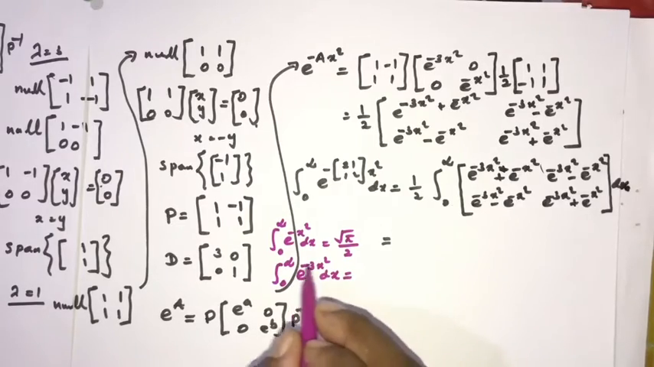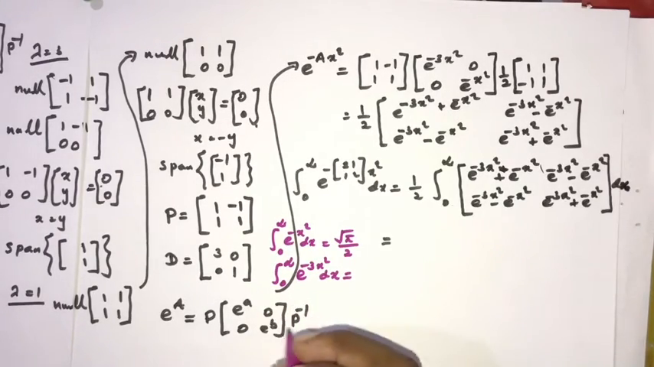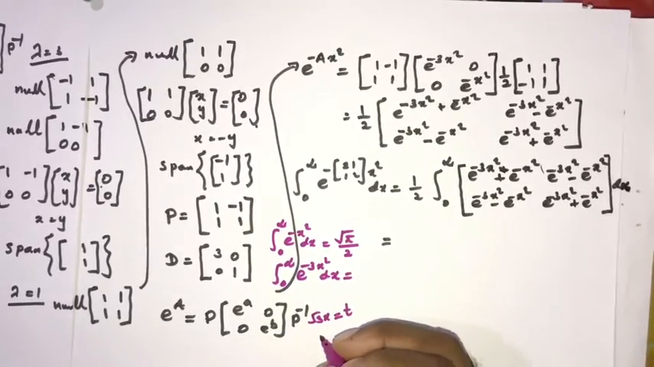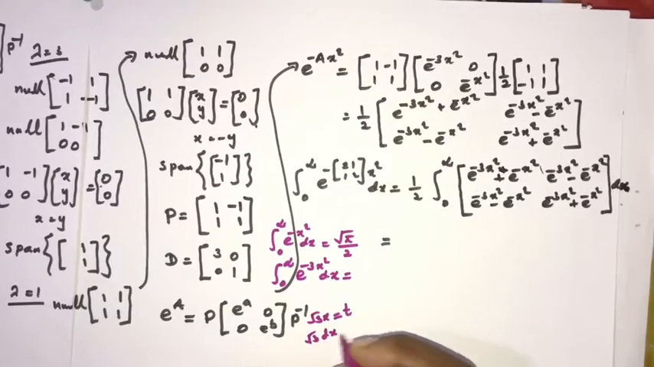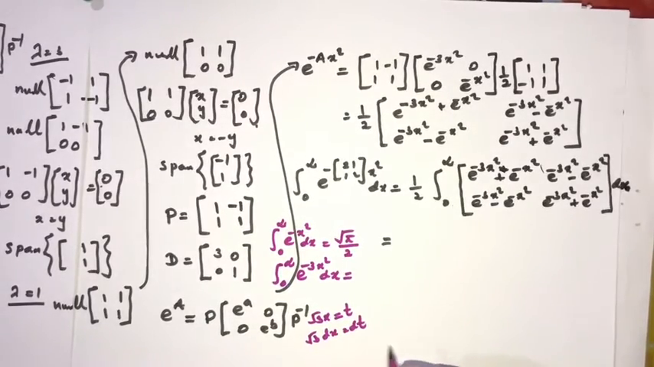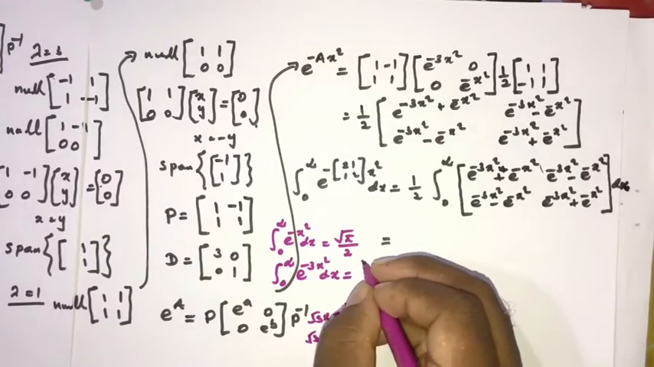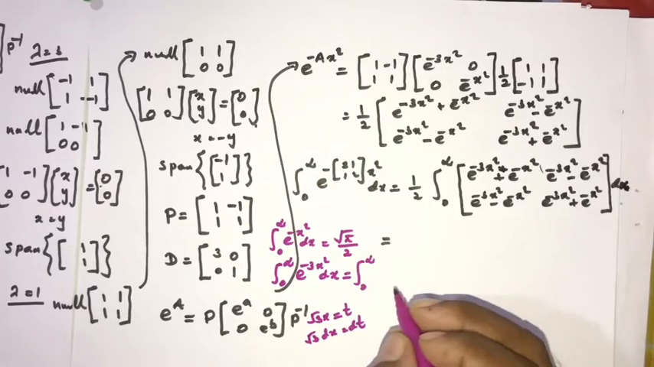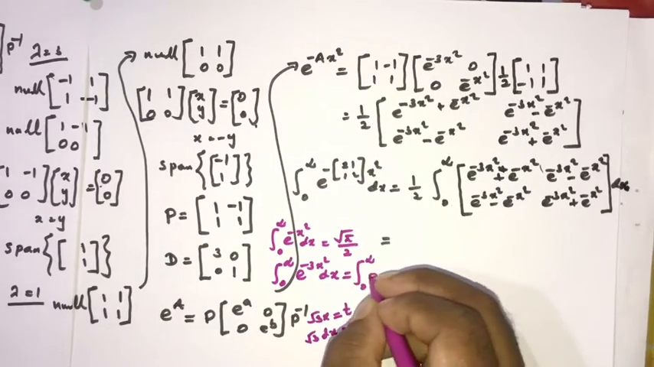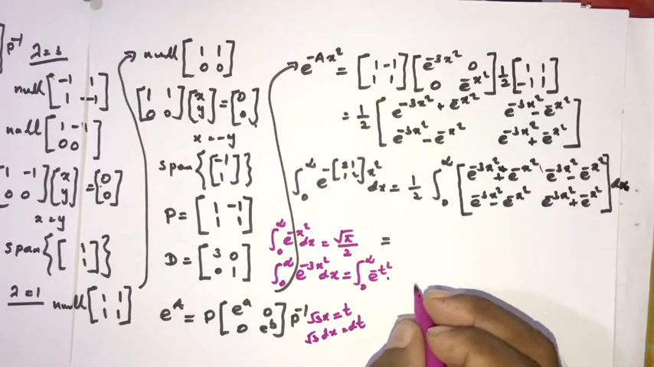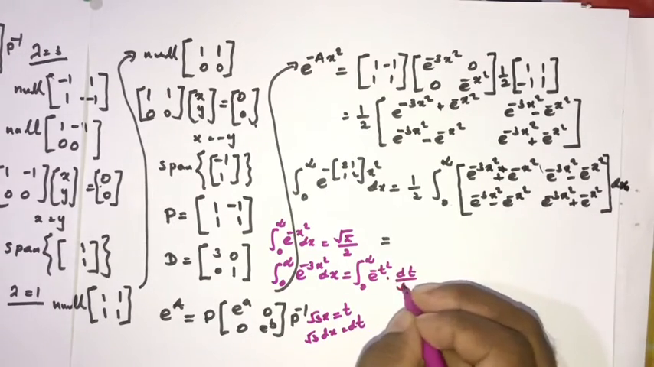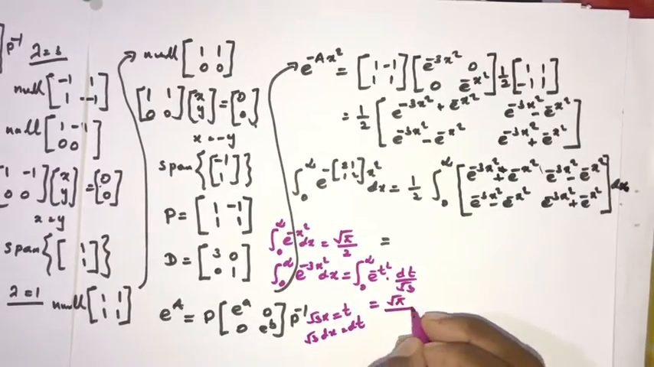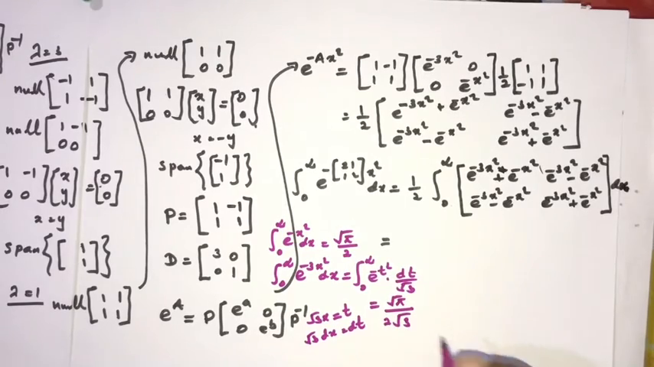Okay, to evaluate this integral we can use a substitution. If we take square root of 3 times x equal to t, then differentiating, square root of 3 times dx is equal to dt. Now we can write this as the integral with limits also 0 to infinity of e to the minus t squared dt over square root of 3. Now we know this is equal to square root of pi over 2 times square root of 3.